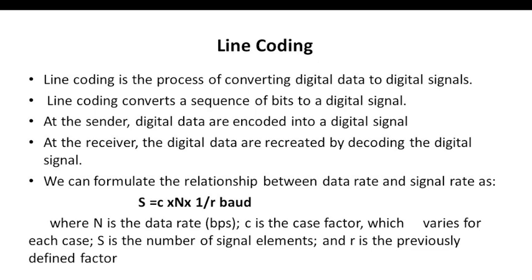Example: a signal is carrying data in which one data element is encoded as one signal element, so r is equal to 1. If the bit rate is 100 kbps, what is the average value of the baud rate if c is between 0 and 1? Then, by using this formula, the answer we get is 50 kbaud.